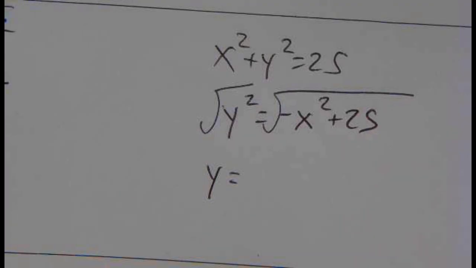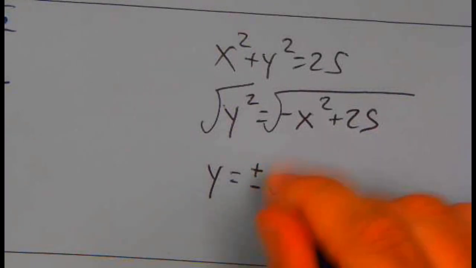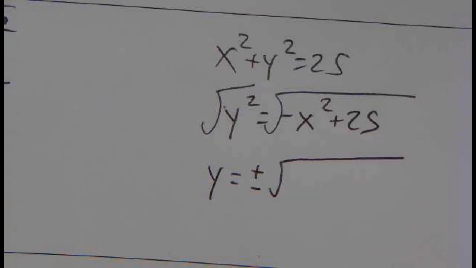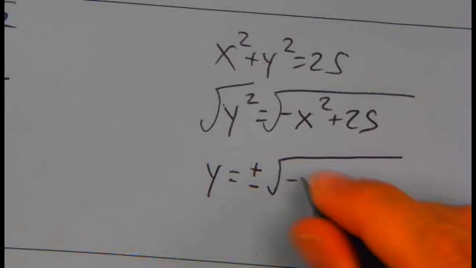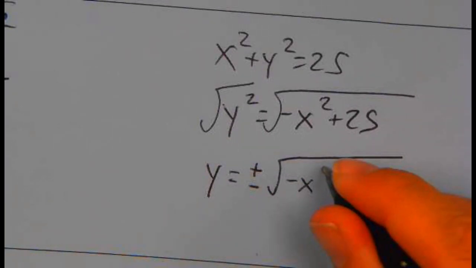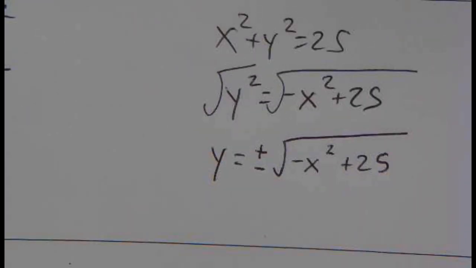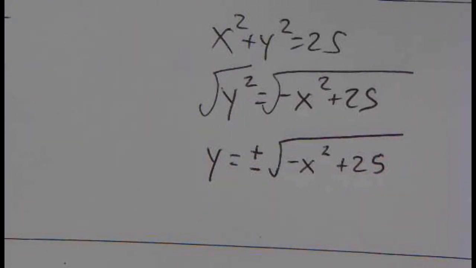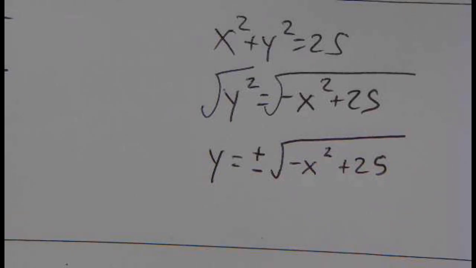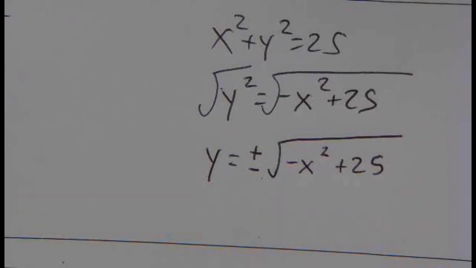But anytime I take the square root to help me solve an equation, I'm going to put a plus or minus in front. And so this would be plus or minus the square root of negative x squared plus 25. I would have to type that into my calculator and then type the negative of that to see my whole circle there.